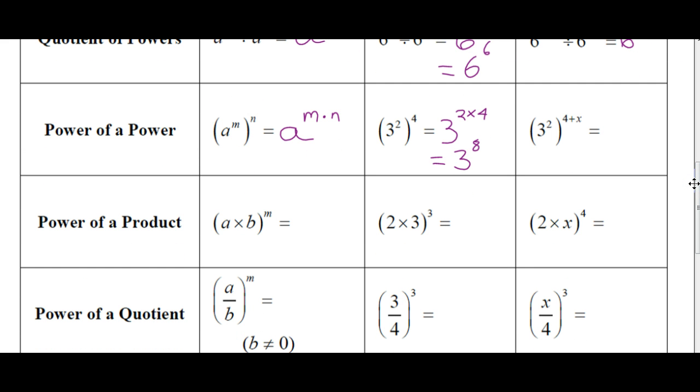3 to the 2 to the 4 plus x is? 3 to the 8 plus x is wrong. Yeah, so in this case, 4 plus x is an expression, right? And so it needs to be kept in brackets. So it's 3 to the 2 times 4 plus x, which is 3 to the 8 plus 2x. Okay, so watch out for that.